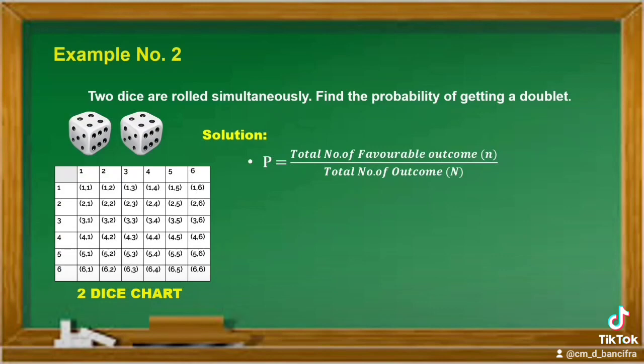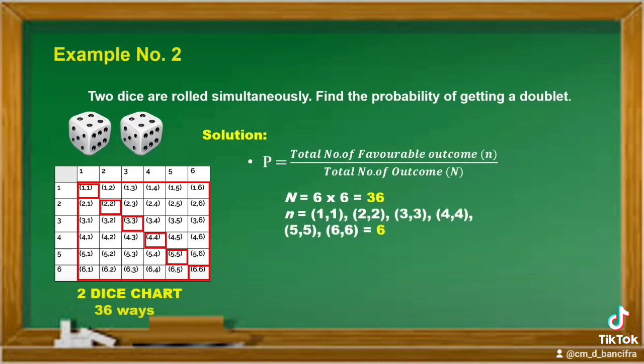So, kung bibilangin natin yung total number of outcome, lumalabas na merong 36 ways or total number of outcome, which is equal to 6 times 6 is equal to 36. Ang total number of favorable outcome naman na doublet or parehong face ang lalabas. So, base dito sa two dice chart natin, merong 6. So, it's either 1, 1, 2, 2, 3, 3, 4, 4, 5, 5, or 6, 6.